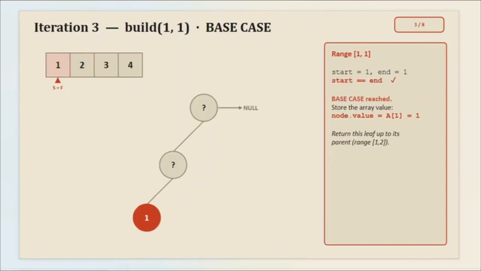Next, we process range 3 to 4. Its midpoint is 3, creating two leaf nodes. Range 3 to 3 stores value 3, range 4 to 4 stores value 4. These are combined. 3 plus 4 is equal to 7. So the node representing range 3 to 4 stores 7.